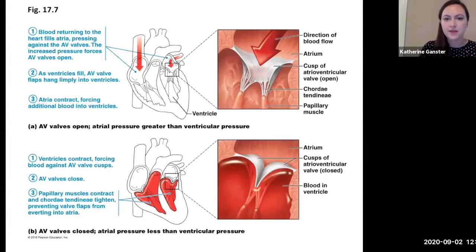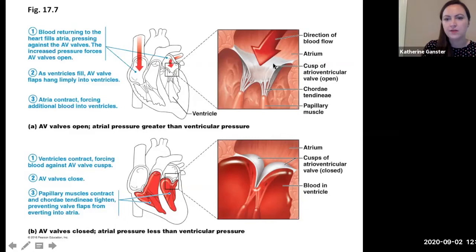Let's take a look at the heart valves in more detail. So right here, you can see the mitral valve. This is the left side of the heart. Here's the left atrium and the left ventricle. So right in this box here where the bicuspid valve, also known as the mitral valve, would be, we're going to zoom in on that, and you see this larger picture here.